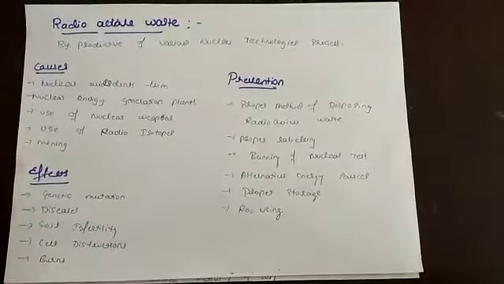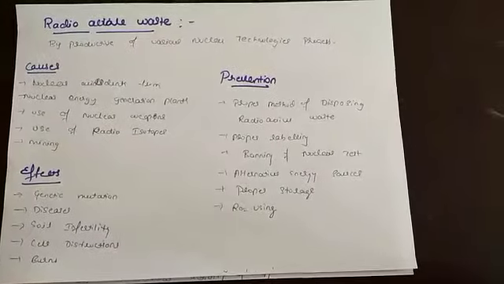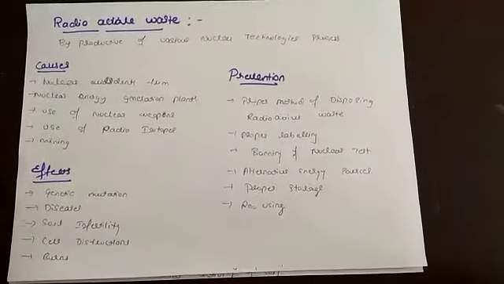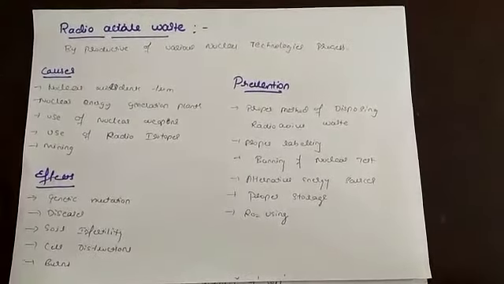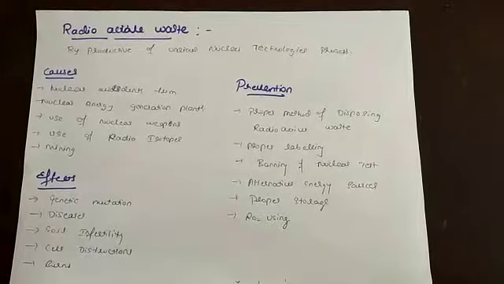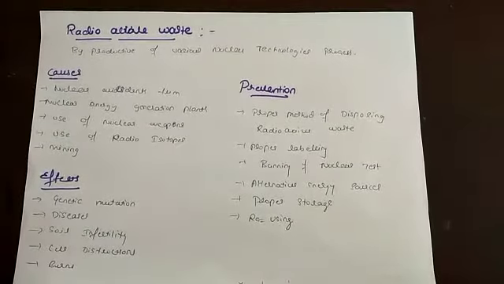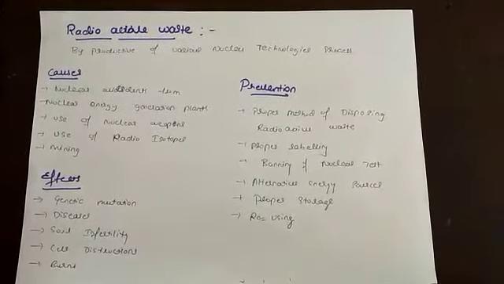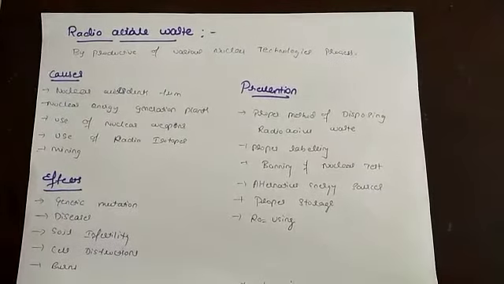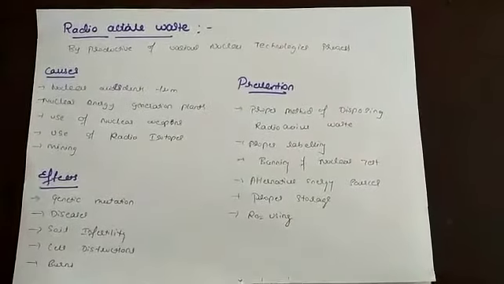Preventive measures include a proper method of disposing of radioactive waste. We have to properly dump the radioactive waste after it is used. Then we have to label it properly. Then banning of nuclear tests; we should not conduct nuclear tests. Then alternative energy sources: you have to use solar energy, proper storage and reusing.